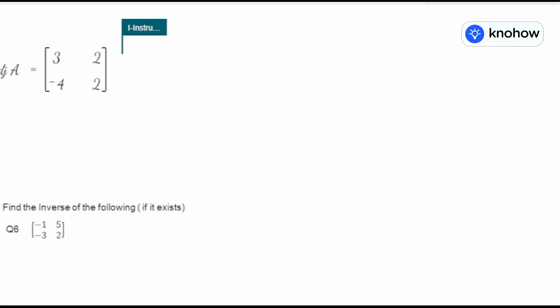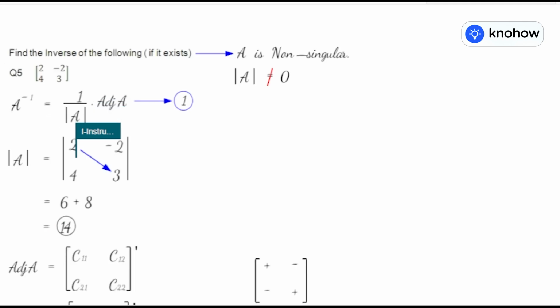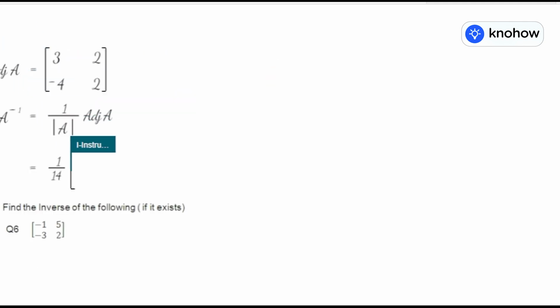So finally, applying the definition, A inverse is defined as 1 by determinant A into adjoint A. That is 1 by 14, as we have worked out the value of determinant A as 14, and adjoint A is the matrix 3, 2, minus 4, 2. So this is the value of A inverse. If you like, you may divide each element by 14, it being 1 by 14, or you may leave it like this.